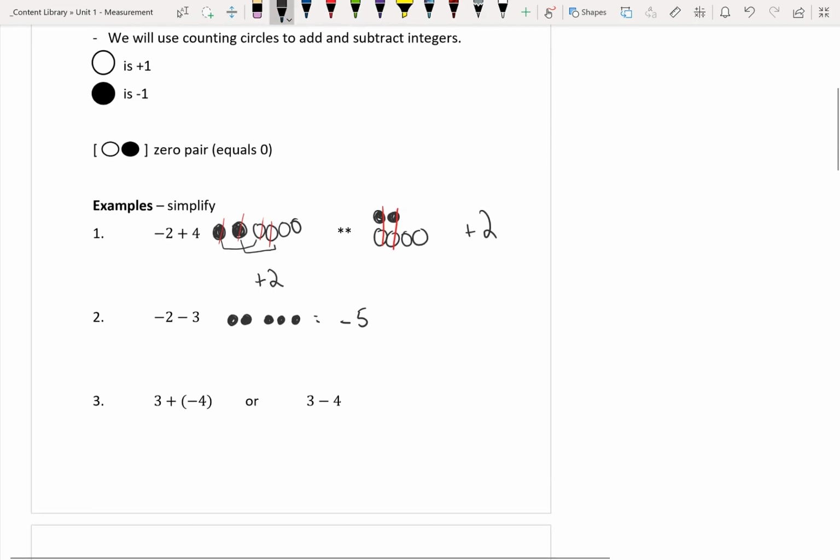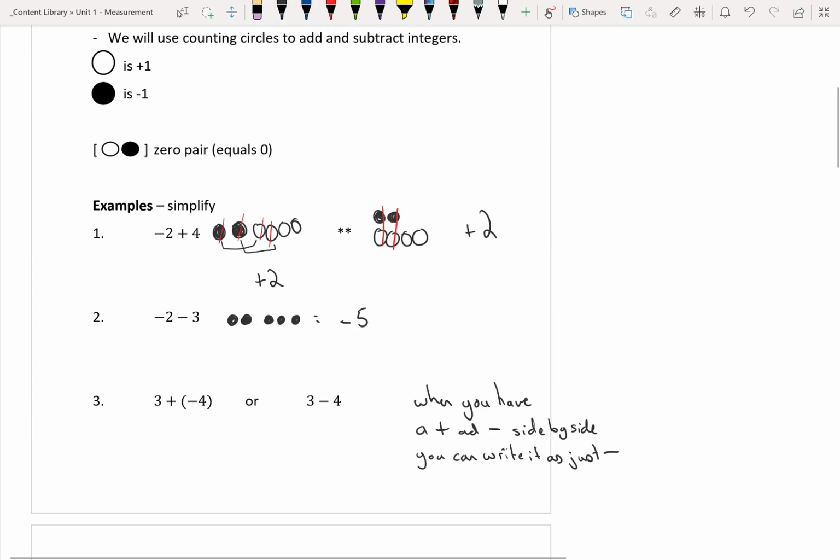If I look at example 3, 3 plus -4 or 3 minus 4, these are the same thing. So when you have a plus and negative side by side, you can write it as just a negative. So that's why this changes to just that.